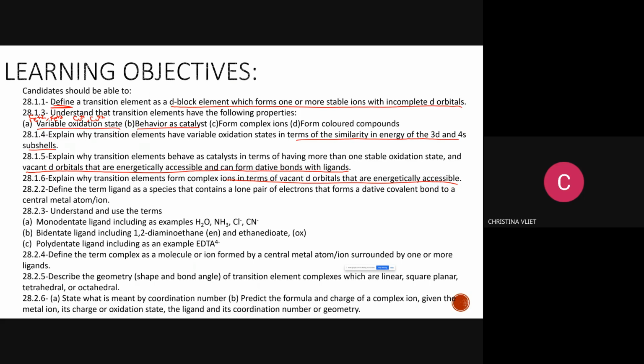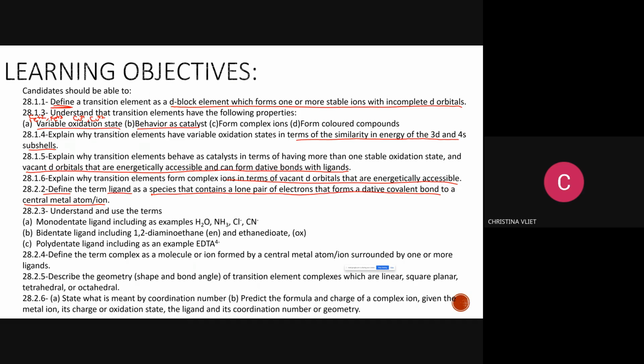28.2.2. Define the term ligand. That's a fun word. A ligand is a species that has a lone pair of electrons that forms a dative bond to a central metal atom or ion. And so we'll be looking at types of ligands today.